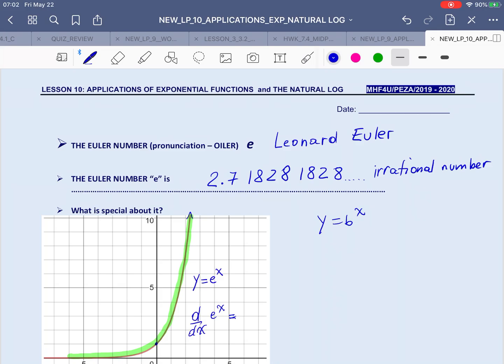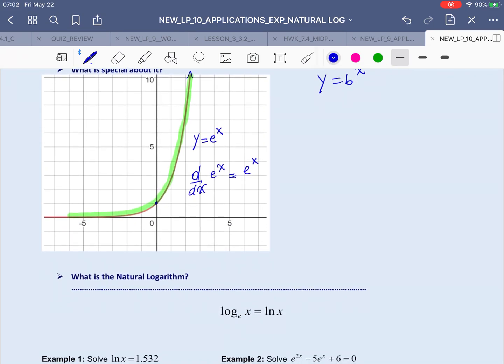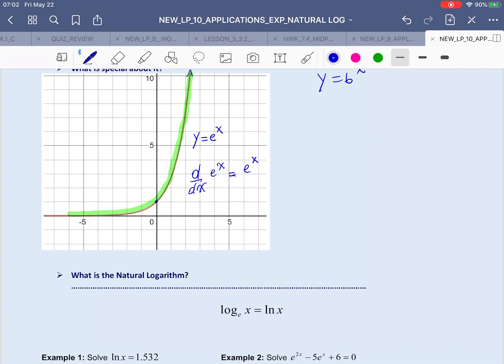So if that didn't make a lot of sense, here I'm going to write the equation of it. The value of the derivative of e to the power of x, or the rate of change of e to the power of x, equals the function e to the power of x. Okay, all right then. So that's what made the number e special.